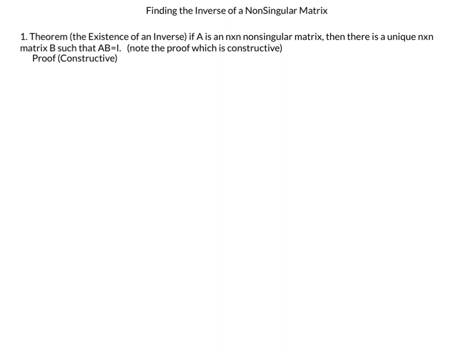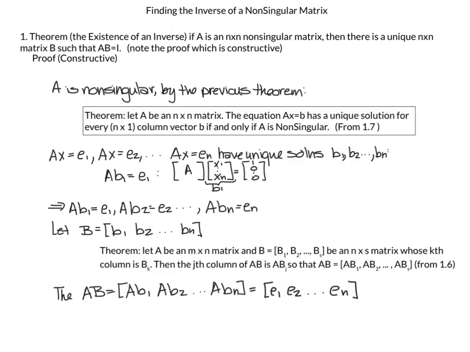So if A is an n by n non-singular matrix, then there is a unique n by n matrix B such that AB is equal to I. And we want to pay special attention to the proof because it is constructive, and by constructive I mean it gives us an algorithm for solving the problem. So the proof starts with A being non-singular because that's what we are given, and by this theorem here it says that if a matrix is non-singular, then the equation AX equals B has a unique solution for every n by 1 column vector B.